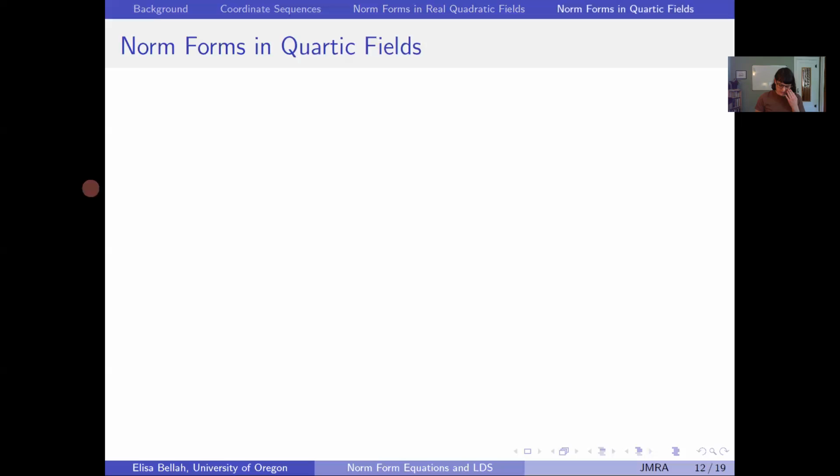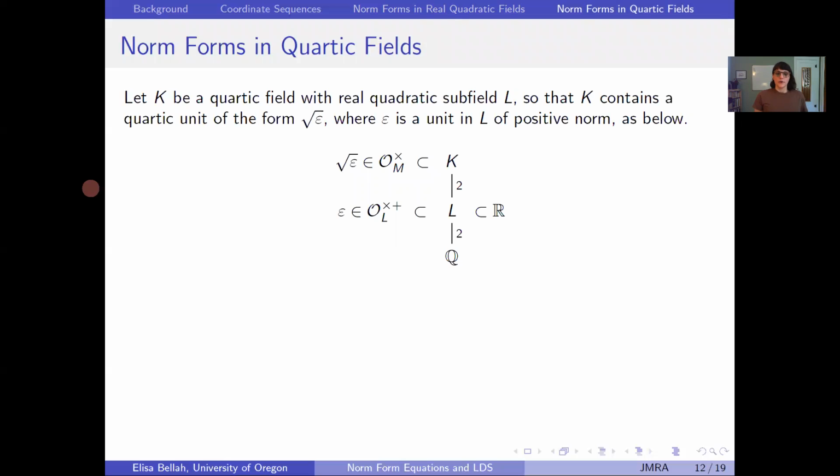Okay, so let me give the setting. This picture is just describing this sentence. Let K be a quartic field with real quadratic subfield L, so that K contains a quartic unit, let's say square root of epsilon, where epsilon is a unit in the real quadratic subfield of positive norm.